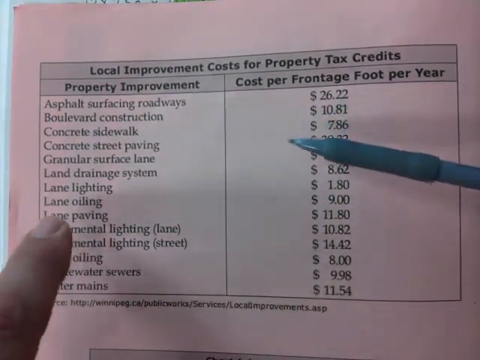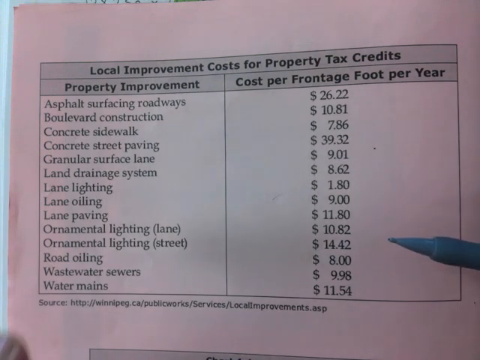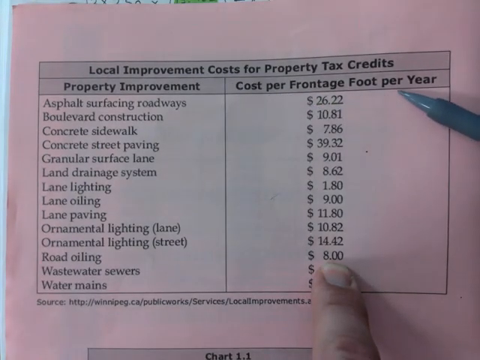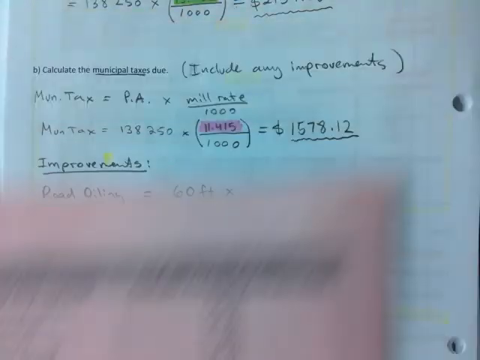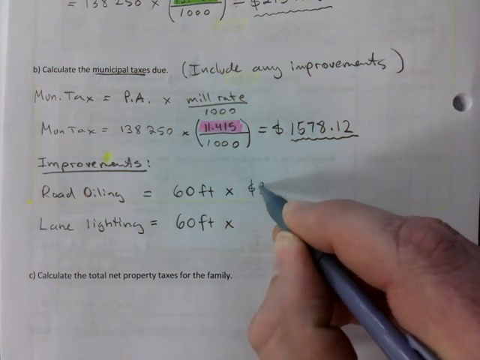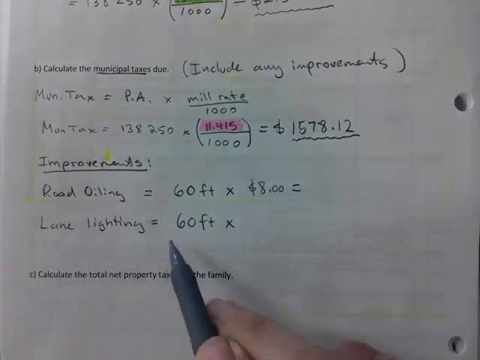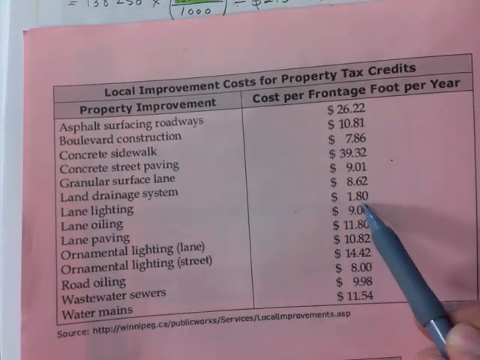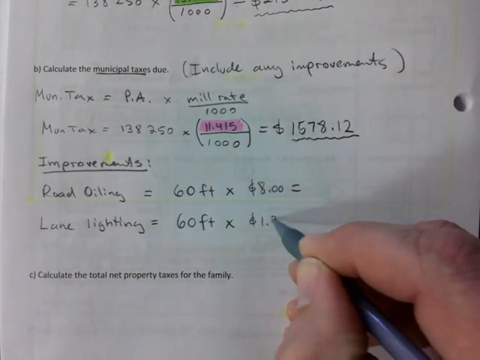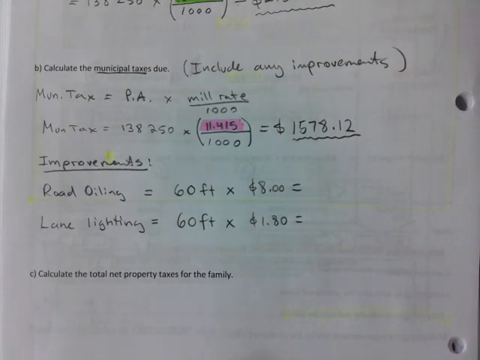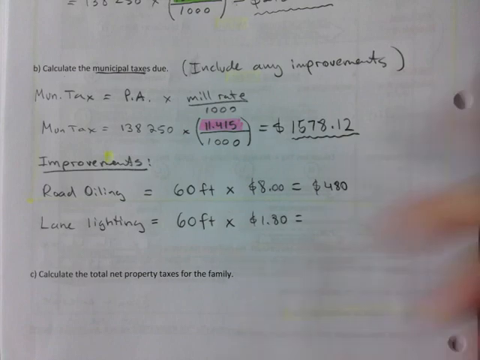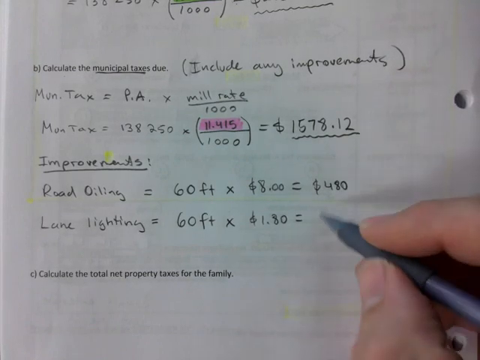the rates. So lane oiling, no, is it road oiling? It's road oiling, yeah. So it's $8 per foot. It says here, cost per frontage foot. So we go $8. So for road oiling, it's $8. I multiply it, and lane lighting, $1.80. Right? Those I got from my chart. So 60 times 8, $480 you will be charged for that. And then 60 times 1.80, that's 108.